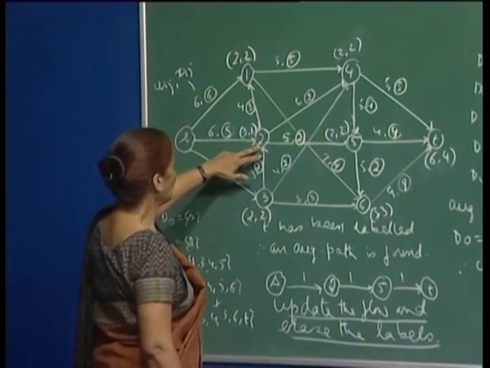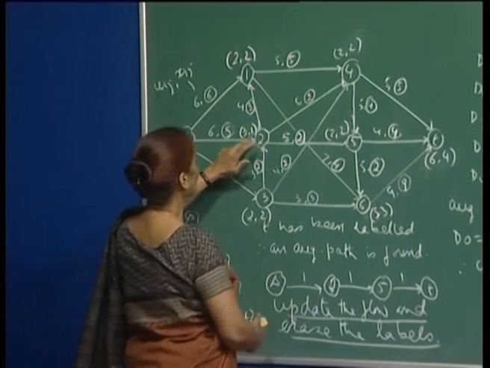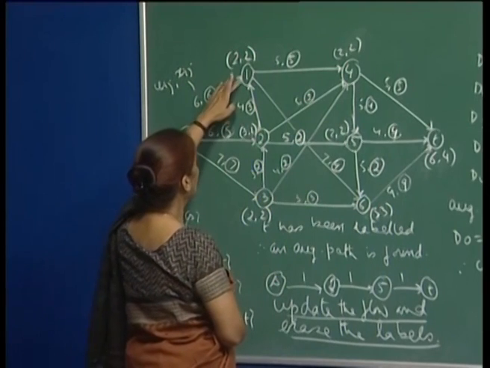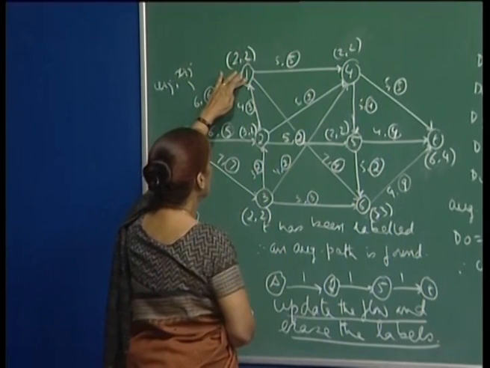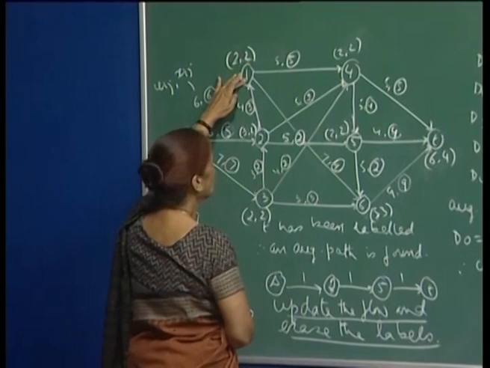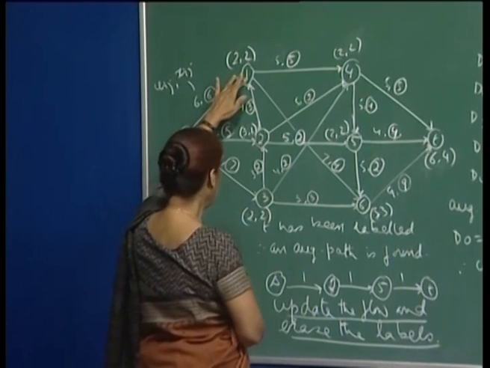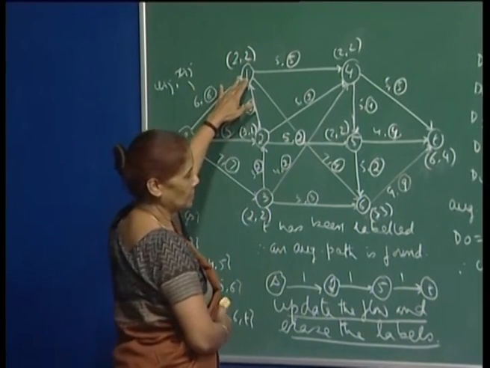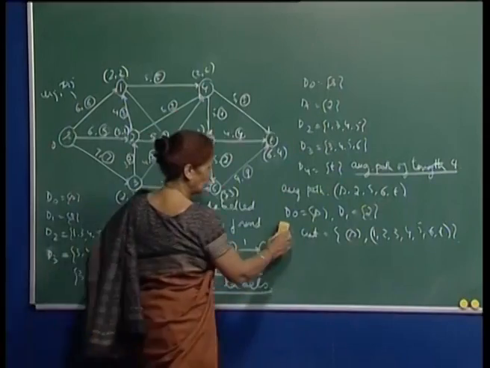Now, from D 1 can you label anything? From 2 can you label? Yes, you can label 1, and then you can label 4, again you can label 3 and 5. So, how did I write? So, therefore, this is not correct.